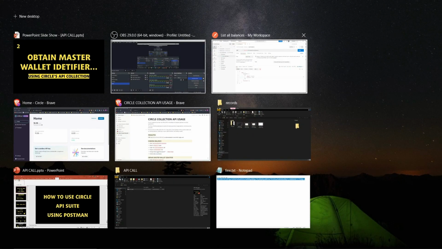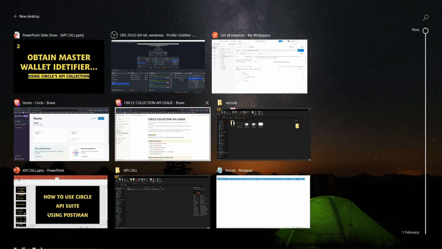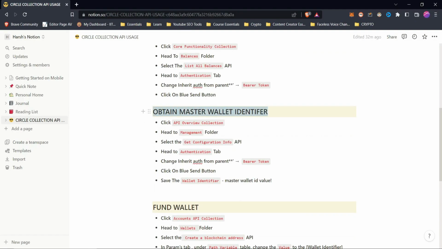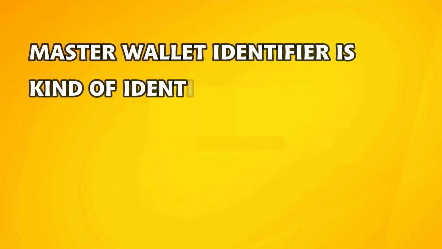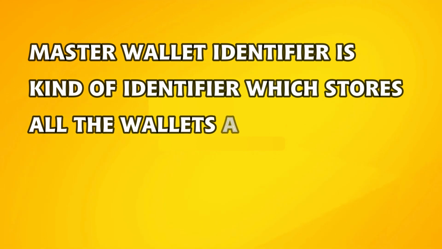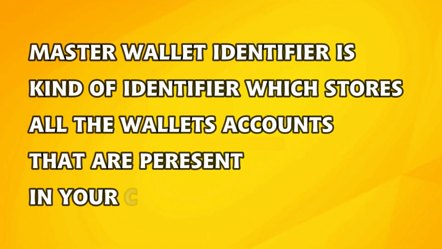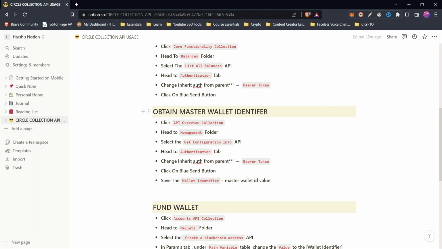And again, to do that, I will head back to my Notion doc. And this is the master wallet identifier. So to say the least, the master wallet identifier is kind of an identifier which stores all the wallet accounts that are present in Circle. So that is a unique one, and it already gets created when you create your account on Circle, and we are going to obtain that using our API in this case.